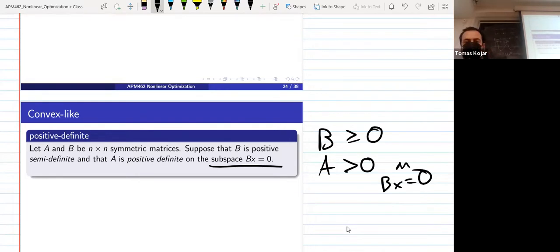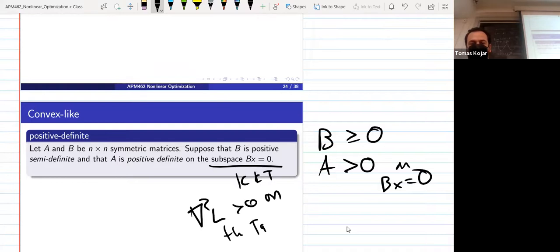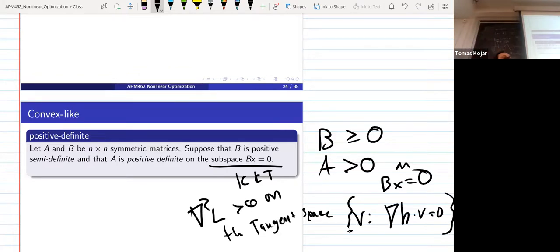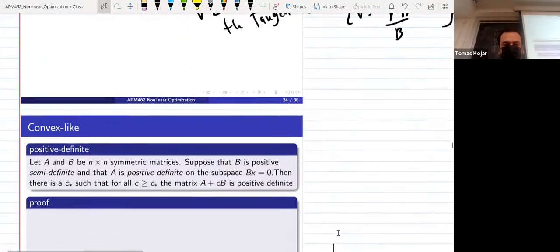Remember KKT. So this is KKT, where we had that the Hessian is positive on the tangent space of all the V where the gradient of HV is 0. That's exactly it, right? So this guy is your B. Remember, we had these constraints. Okay, but this is a general linear algebra fact. I'm just connecting it back to our theory.